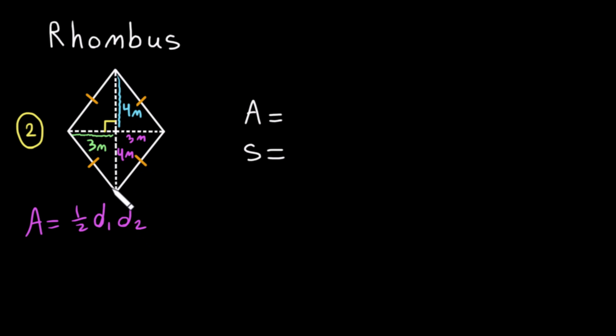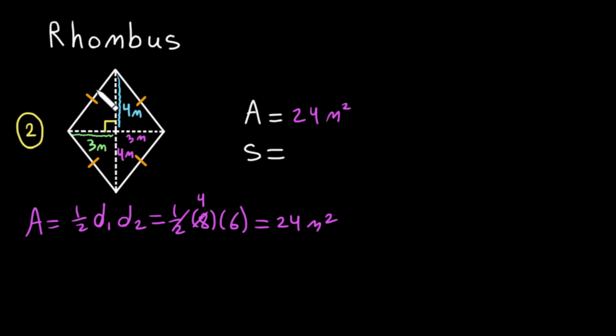So let's call this the first diagonal. The first diagonal is 4 plus 4, which is 8. The second diagonal is 3 plus 3, which is 6. Now, half of 8 is 4. 4 multiplied by 6 is 24 square meters. So we found the area of this rhombus, which is 24 square meters.